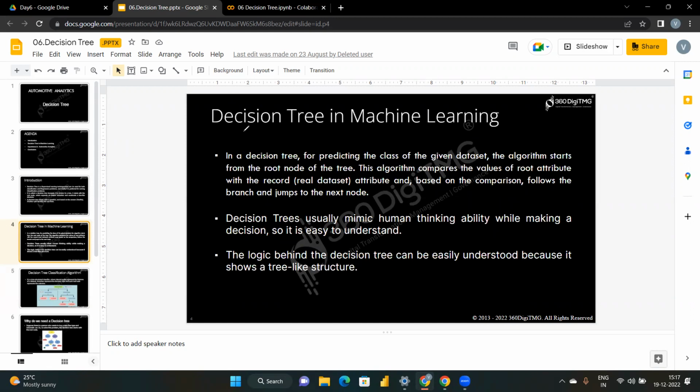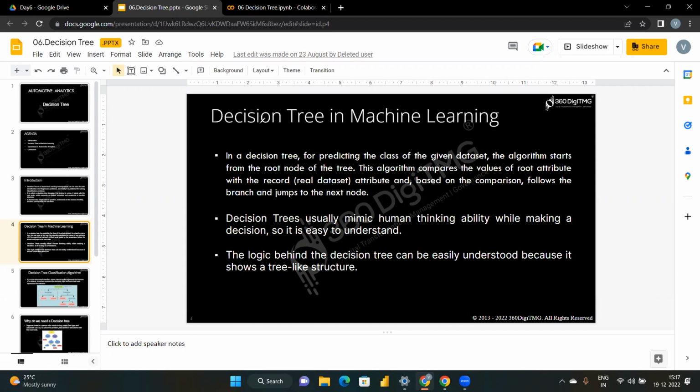So in a decision tree, for predicting the class of the given data set, the algorithm starts from the root node of the tree. This algorithm compares the value of the root attribute with the record attribute, and based on this comparison, we are going to follow the branch and jump to the next node. Okay, decision tree in machine learning.